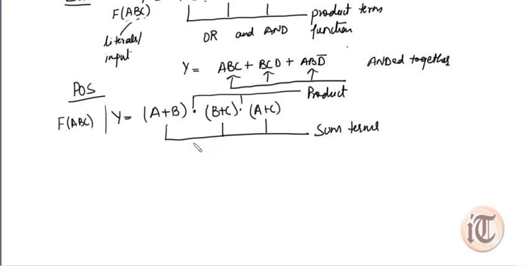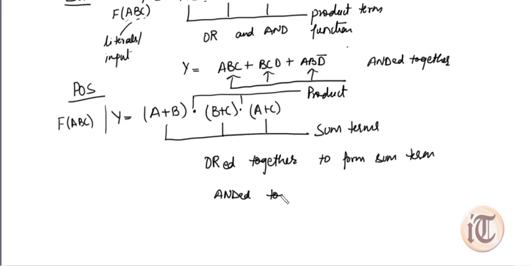In the same way, the literals are ORed together to form the sum term, and the sum terms are ANDed together to get the expression in POS form. So this is how we express SOP and POS form to simplify the Boolean function.